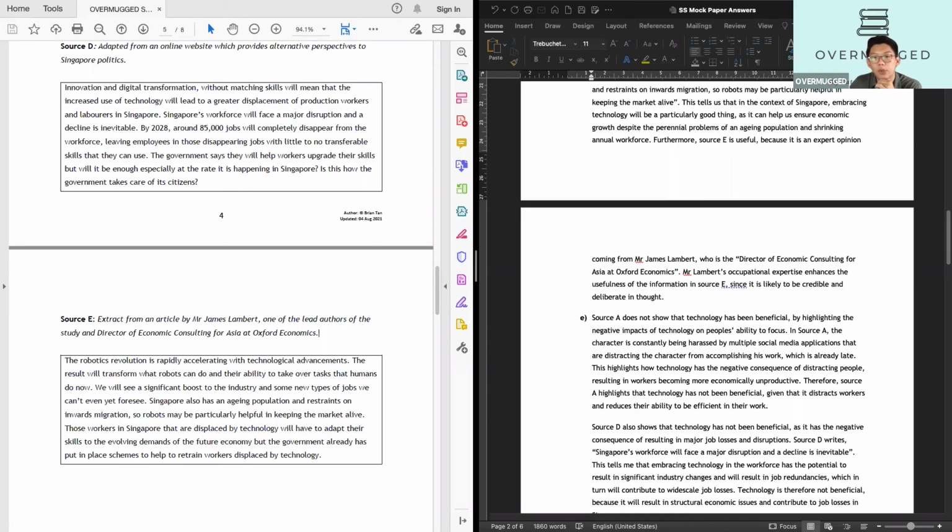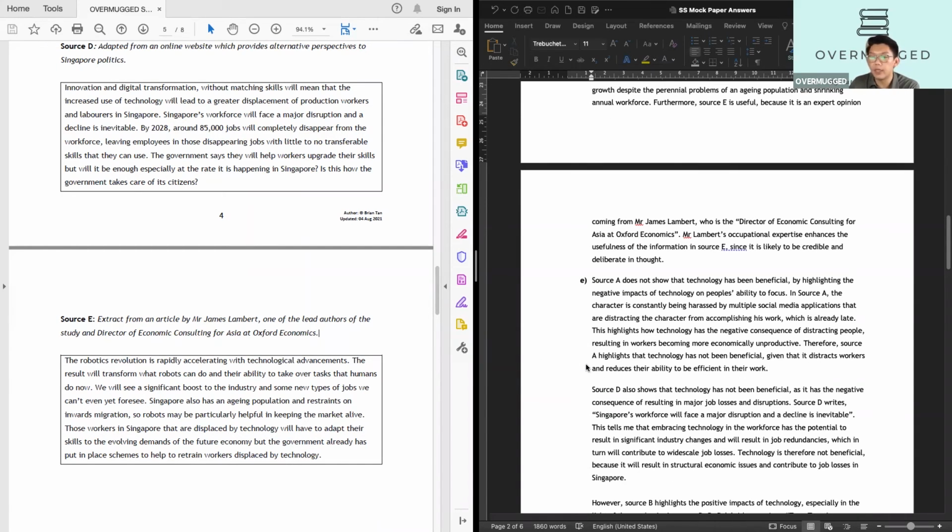Someone else asked, don't need to cross-reference to another source. Okay, so cross-reference is something that will get you your L2, L3. But if you're able to bring in the provenance of the source, it means that you are able to secure most of the marks already, because evaluating the provenance of the source will ensure that your answer is basically in the highest band that you can achieve. So in this case, if you can talk about provenance, talk about the context of the source, there is not much need to bring in a cross-reference.